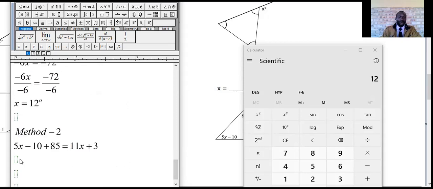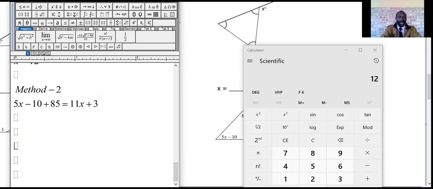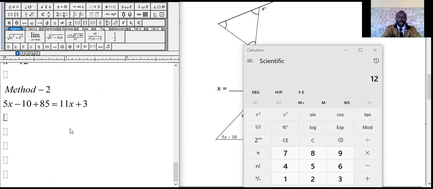Now, what we want to do with this second method is to find the value of x by transferring 5x onto the right-hand side. There are always so many ways of dealing with this type of stuff. So what we are going to do is leave -10 and also 85 on the left-hand side. Then we are going to bring 3 onto the left-hand side. Then on the right-hand side, we are going to have 11x, and from it we take away what? We take away 5x. What we have done is to transfer 5x onto the right-hand side, then bring 3 onto the left-hand side.